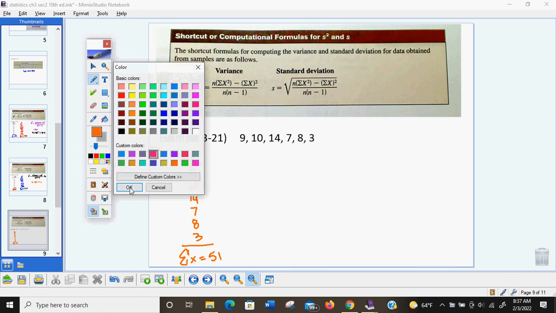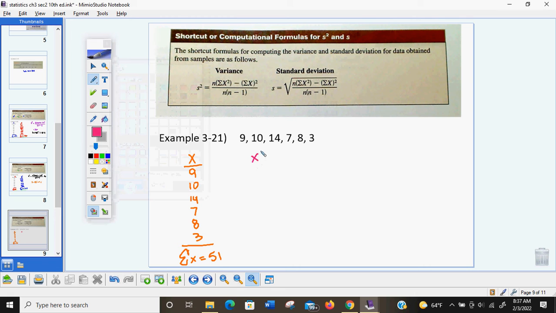Okay, the next thing we want to do is do an X squared column. So we're going to square all of those. So we end up with 9 squared is 81, 10 squared is 100, 14 squared is 196, 7 squared is 49, 8 squared is 64, and 3 squared is 9. And if you do the sum of the X squared column after you square them, you end up with 499. Any questions so far?